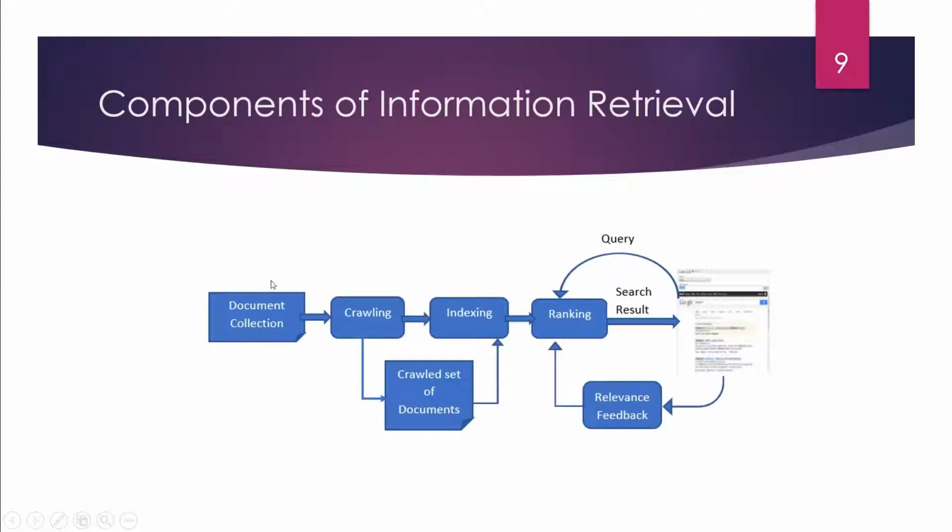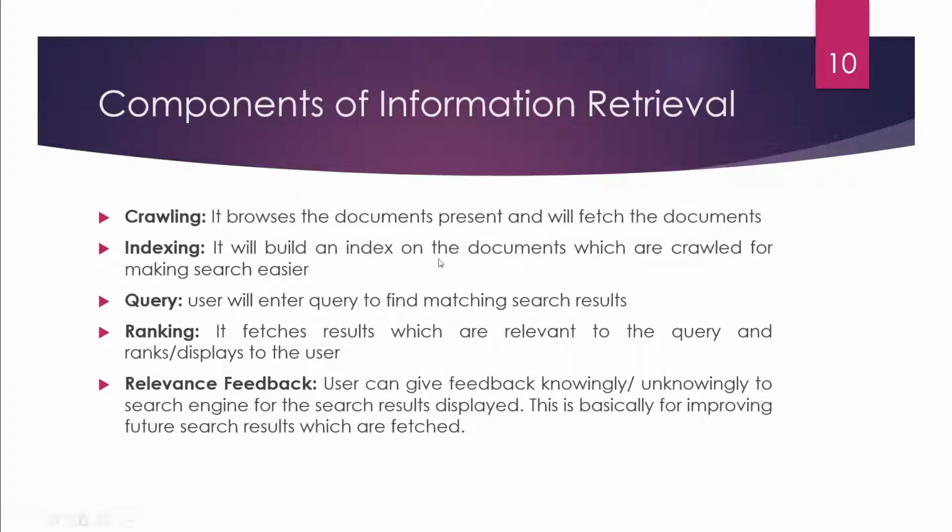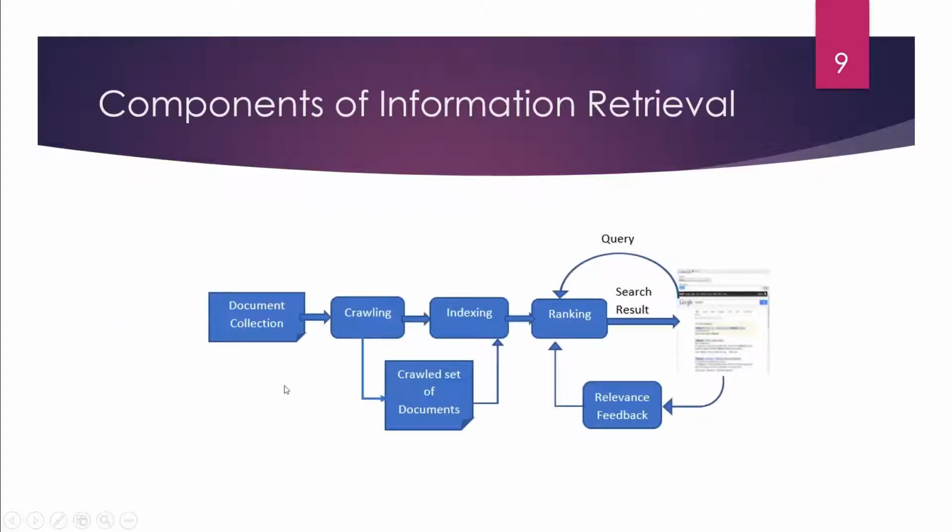The first stage is document collection. As we know, the web is a large collection of documents, and Google normally crawls through these documents and creates a copy of these documents. Now basically what does this mean? If you look here, it is written that it browses the documents present and fetches the document. So basically, if any new web page or website has been included into this document collection, Google has to take note of that document. It will navigate through that document, check the document content, and create a copy of that document and store it.